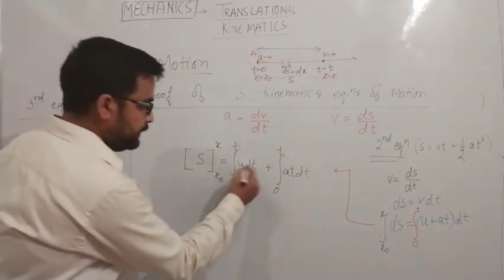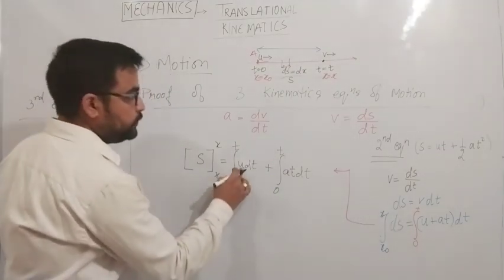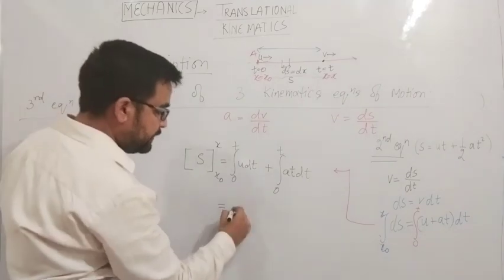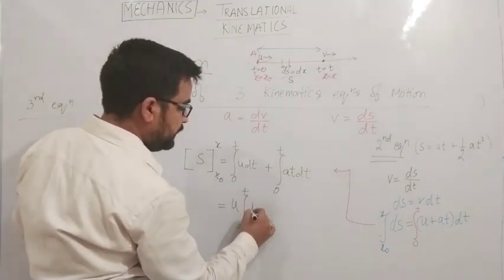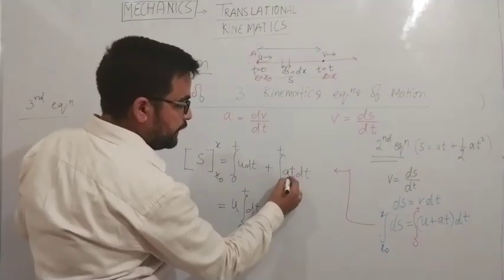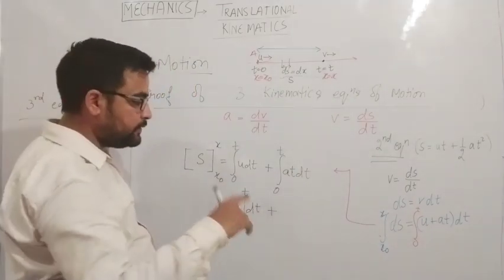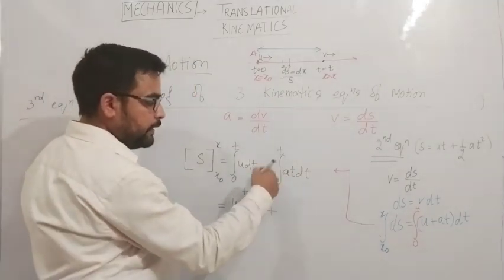So to integrate this side, u is constant because u is the initial velocity, so u will be taken out. So this will be integral of dt from 0 to t, plus a should be taken out. If a is constant, then only you will take a outside.